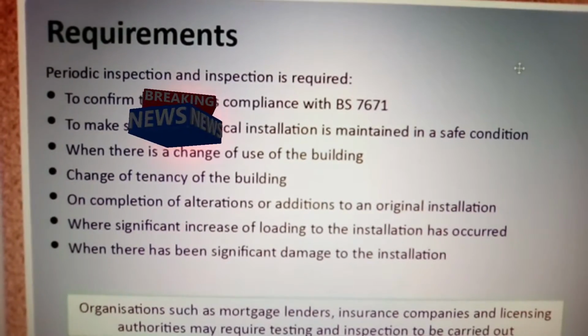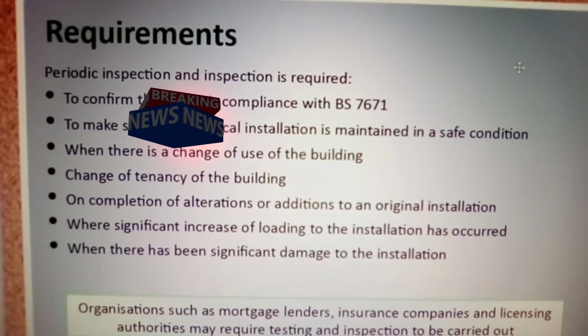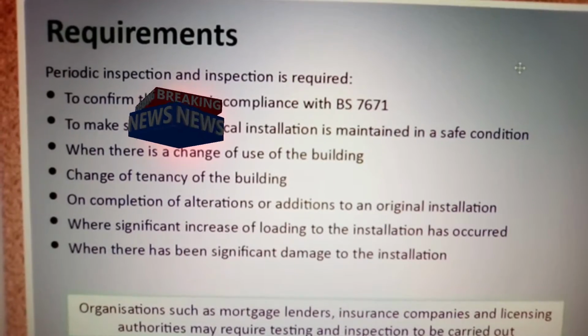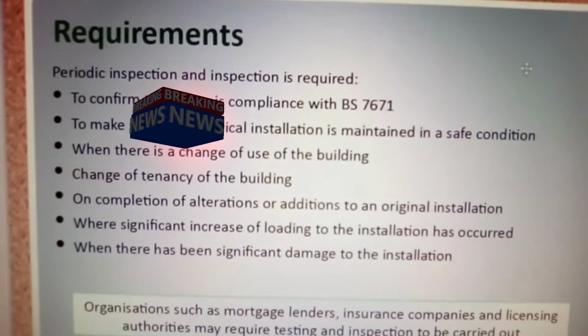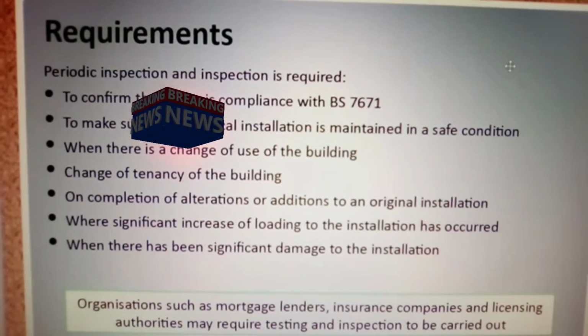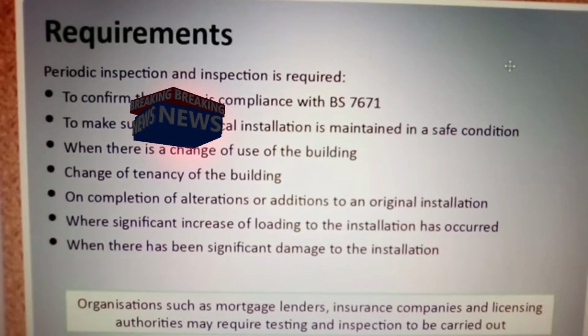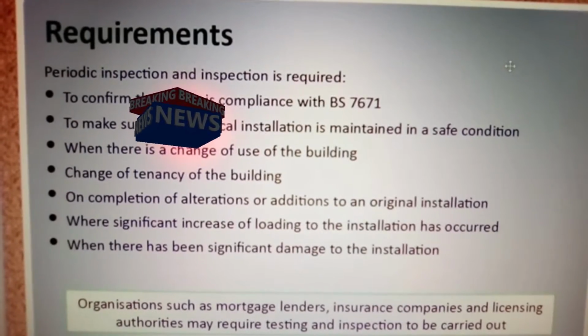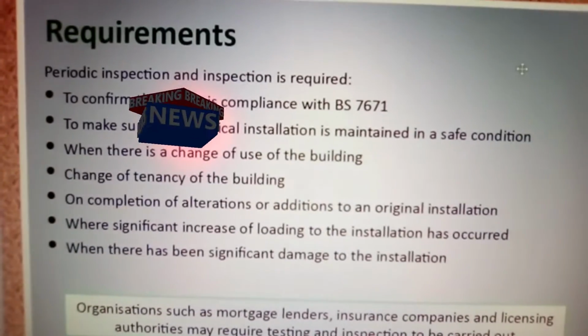Now requirements, to confirm there is compliance with BS 7671, etc., etc. Again, I don't need to read this out to you. You are quite capable of reading this for yourselves. Organizations such as mortgage lenders, insurance companies, and licensing authorities may require testing and inspection to be carried out.